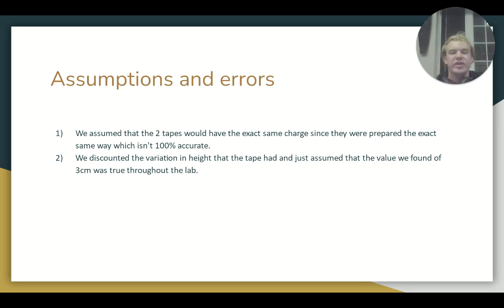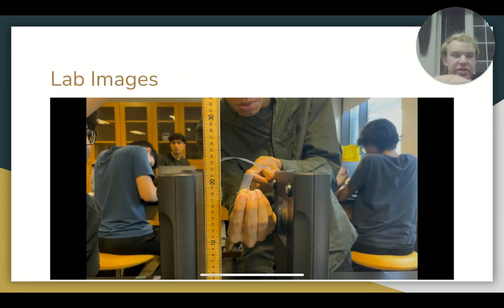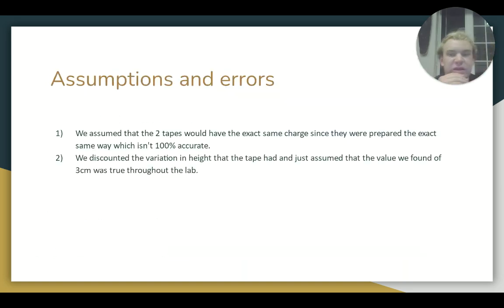The second, we discounted variations of the height of the tape and just assumed that the value was 3 centimeters, because as you look back to our lab images, you can see that it's a parabola shape on top, and so obviously larger distance means less electric force in the center, but more on the sides. However, we're only looking at net force, so we assumed a constant distance and basically just took the average of it. So it accounts for some parts being higher and some being lower.